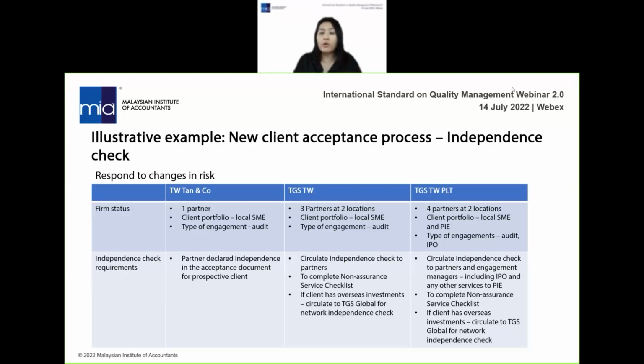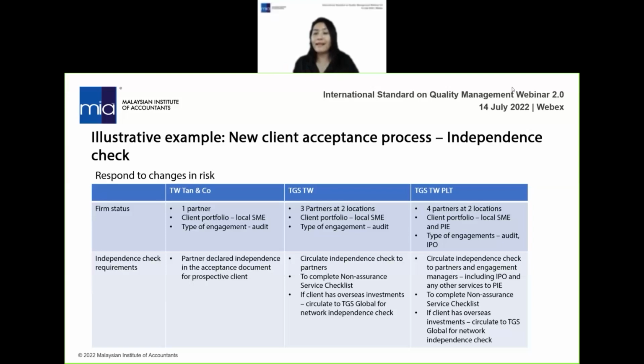Now, I have 4 partners at 2 locations, and our portfolio has local SME, and we also have PIE, and we do audit and we also do IPO assignments. So it is getting more complicated. As it gets more complicated, there are more procedures that we need to perform. So we have to circulate the independence check to partners, and not just limited to partners.